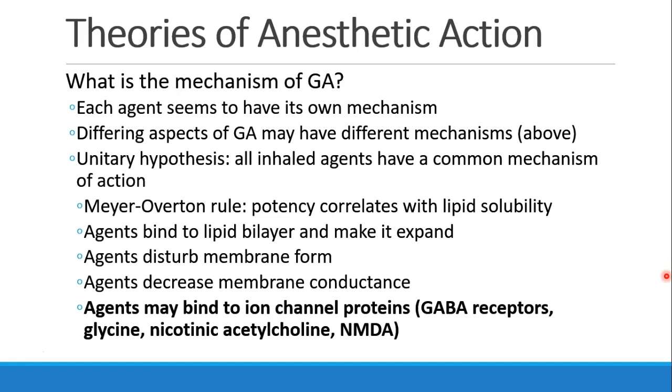Some think that the agents bind to the lipid bilayer of cells in the CNS and make it expand, or maybe it disturbs the form of the membrane or decreases conductance of the membrane. But the main theory that is accepted currently is that anesthetic agents bind to ion channel proteins, whether it's GABA receptors, glycine channels, nicotinic acetylcholine channels, or NMDA receptors. And that's the mechanism for general anesthesia.